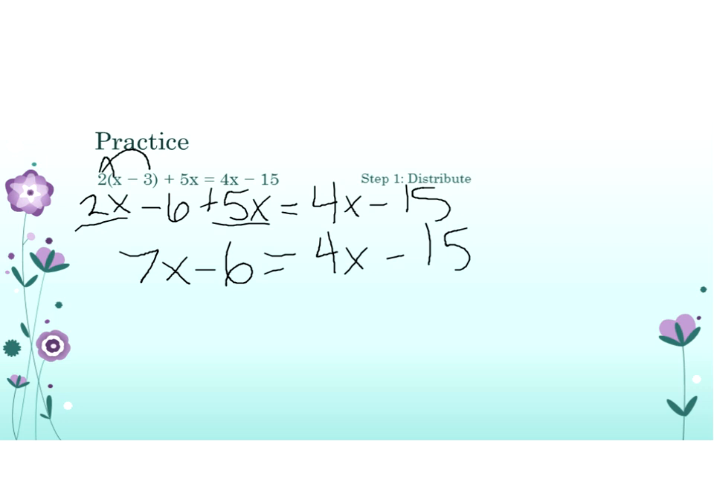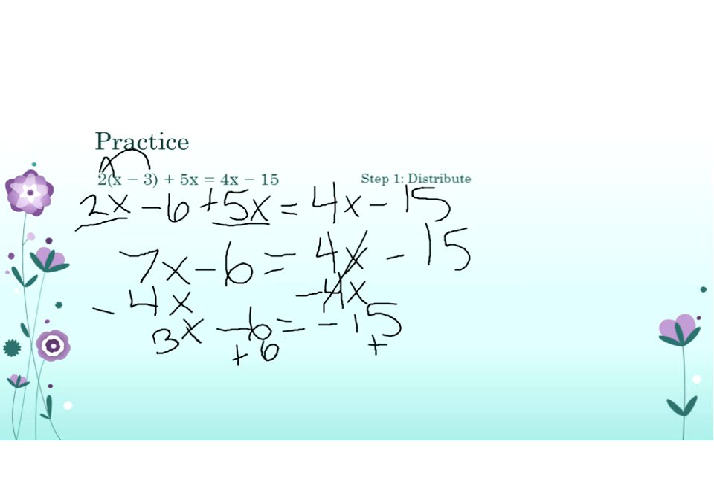Now I'm going to move my variables together. I'm going to work with the positive 4x. I'm going to remove that by just subtracting it from each side. When I do that, it eliminates it from this side, and over here I'm left with 3x minus 6 equals negative 15. Now I'm going to move my negative 6 over so that I can have my variable by itself. I'm going to do that by adding 6 to each side, and I'm left with 3x because this gets out of my way. Was negative 9.